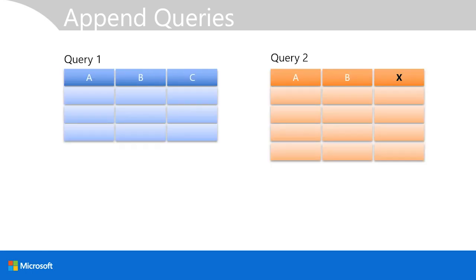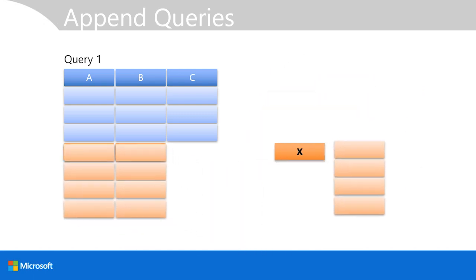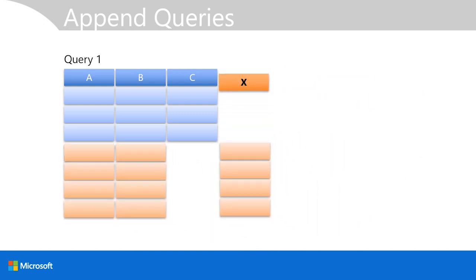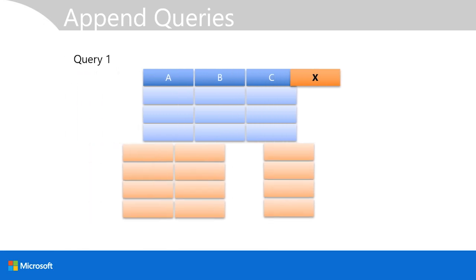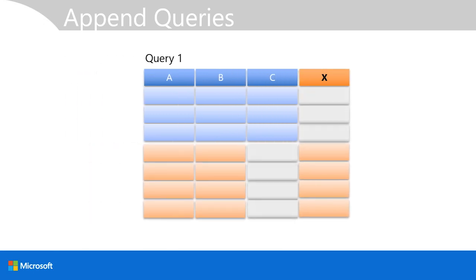A more common situation is when you actually have differences in columns between the two queries. In query number 1, notice we've got columns A, B, and C, and in query 2 we have columns A and B, but there's a column X that exists in query 2 that is not in query number 1. So what happens in this situation? We run our append operation, and Power Query will create a brand new query with columns A, B, C, and X.